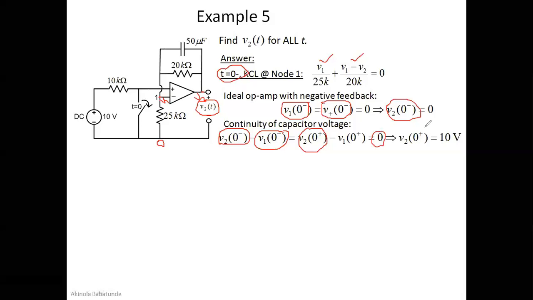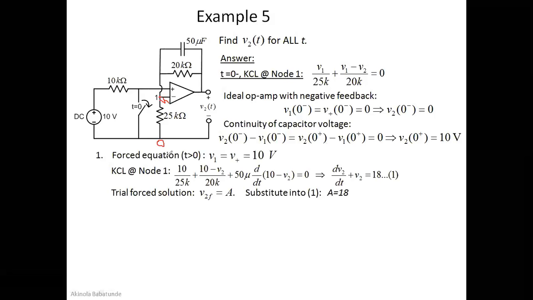And that would also be the same as V2 of 0 plus. V2 of 0 plus we've been given, that would be equal to 10. If you remember, we talked about the difference amplifier the other time. So just keep all of those in mind. They will go a long way to help you. So we know that our V2 of 0 plus will be equal to 10 volts.